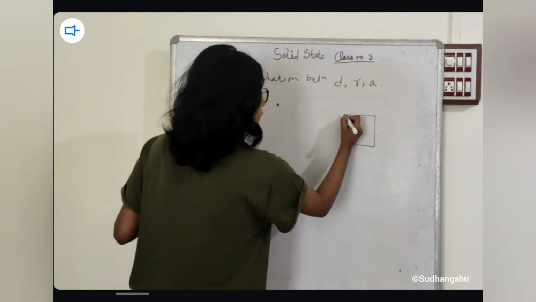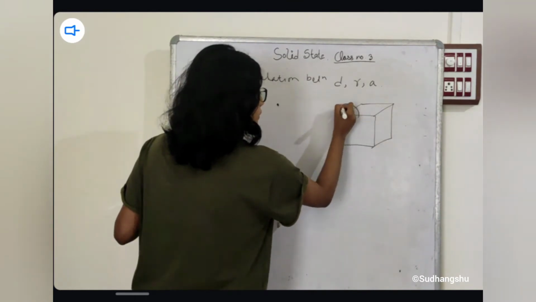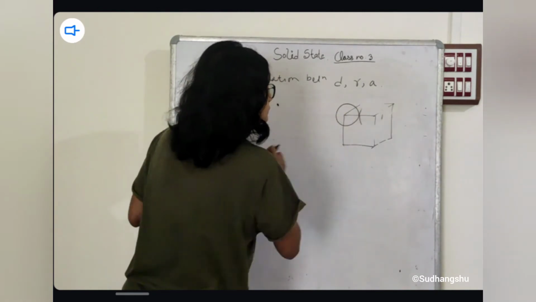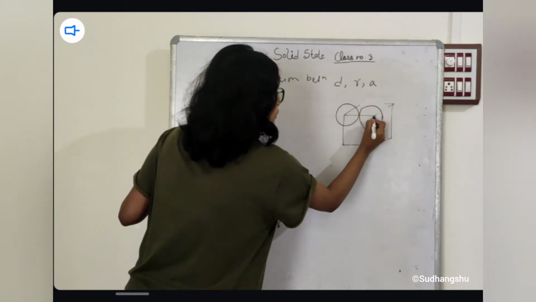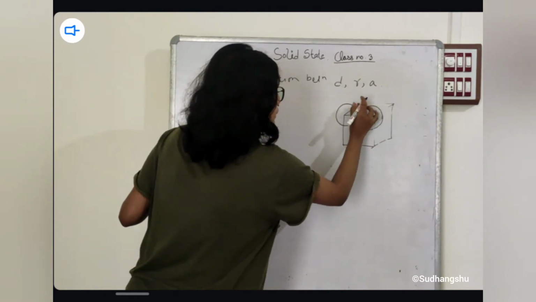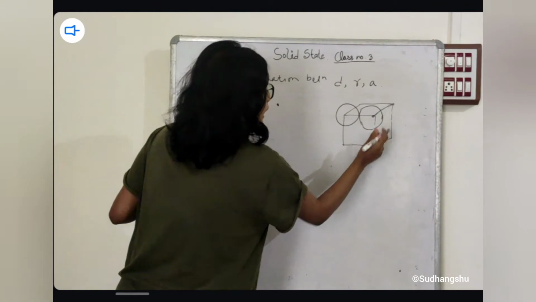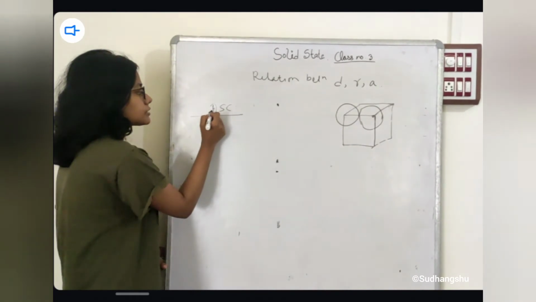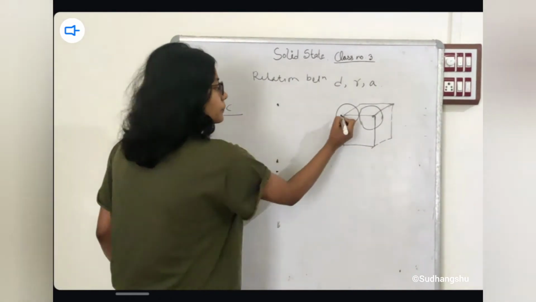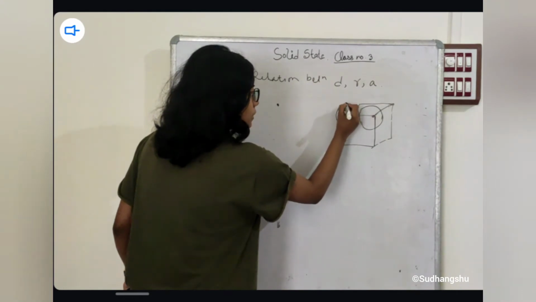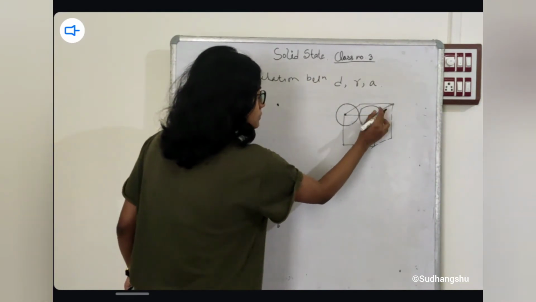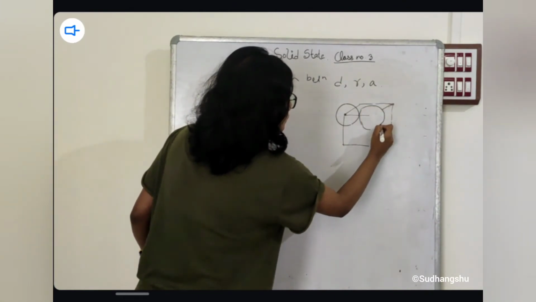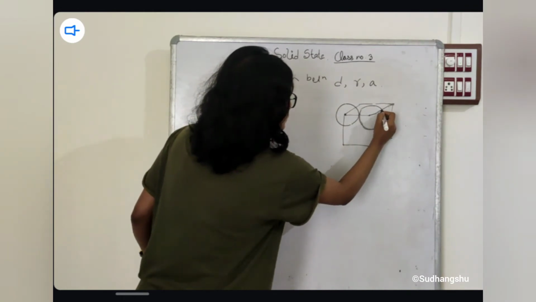If we draw one simple cubic cell here, we learn that atoms at the corner position touch each other, right? Atoms at the corner position touch each other in case of simple cubic unit cell. So here you see, this is the center of the atom, this is also the center of the atom. This is also the center of the atom.